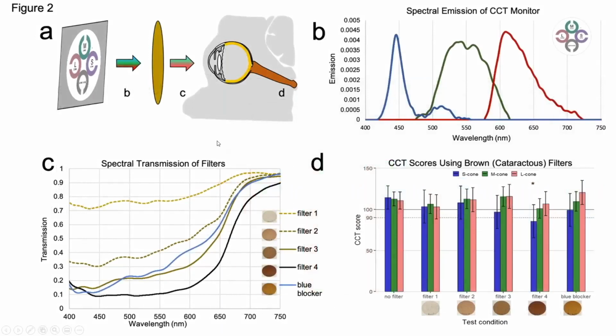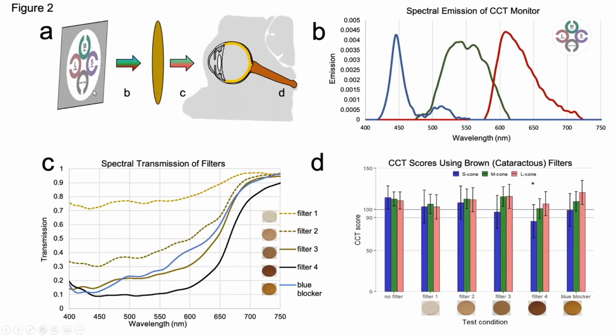One of the first things that we've done is we've tried to simulate what it's like to have a cataract in young, healthy people. So we have the cone contrast threshold test, and we have human subjects that are young and healthy performing the test looking through a lens that simulates a cataract.